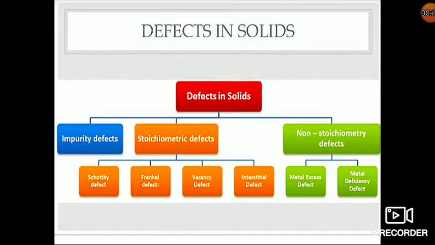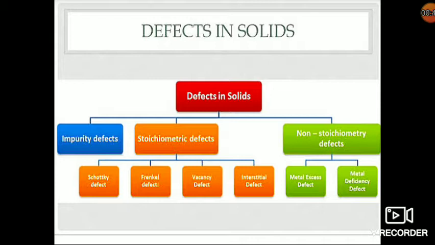Defects in solid. There is a saying that in this world nothing is perfect. Imperfection is the most common thing in everything, so is the case with solids. A solid has many crystals in it, and any imperfection in a solid happens because of the crystallization process.